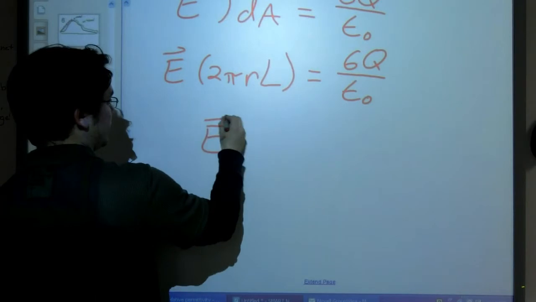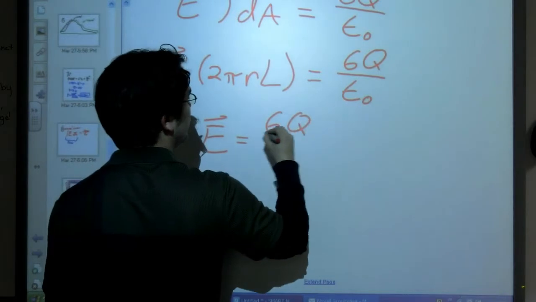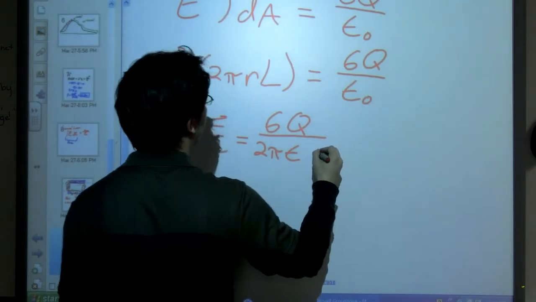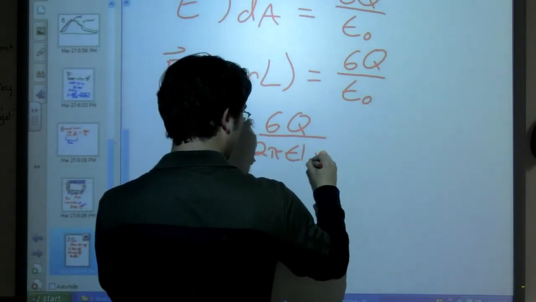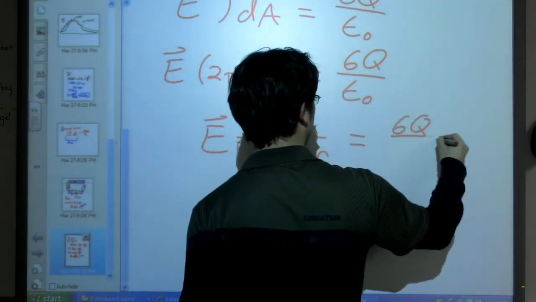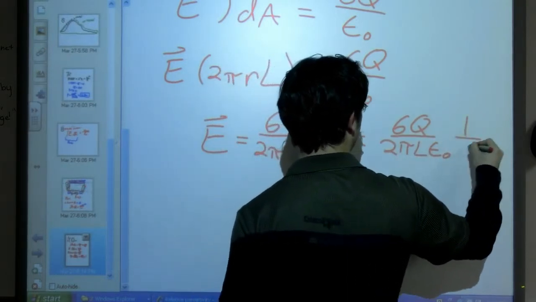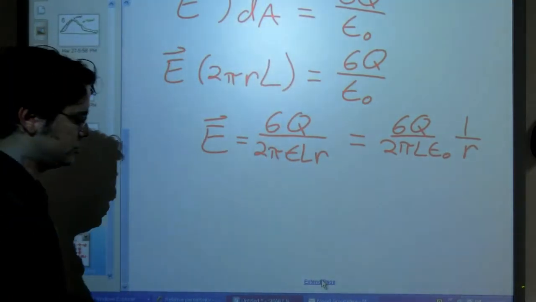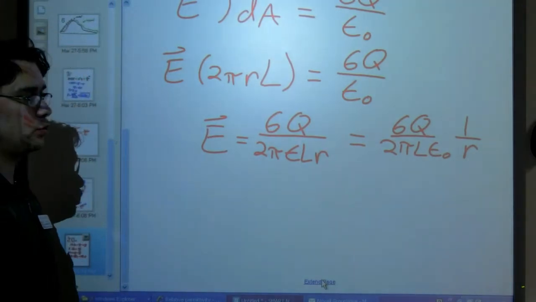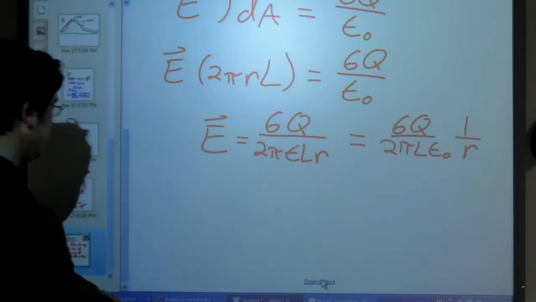I find that my electric field, or at least the magnitude of it, I'm going to divide this over, is equal to 6q divided by 2 pi epsilon naught r L. In other words, making this look a little bit prettier, we've got 6q over 2 pi L epsilon naught times 1 over r. The important thing about this is we find that we have a 1 over r dependence. We have a linear drop-off as opposed to 1 over r squared like we would get with either a sphere or a point particle. Okay?